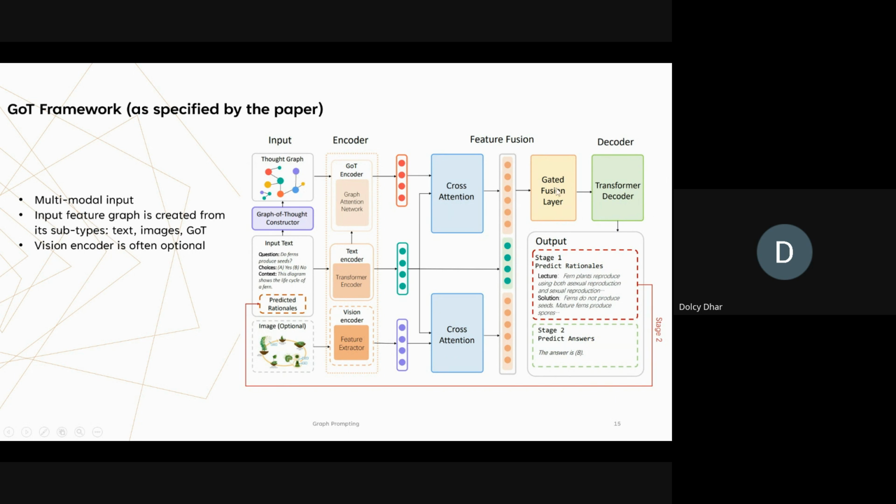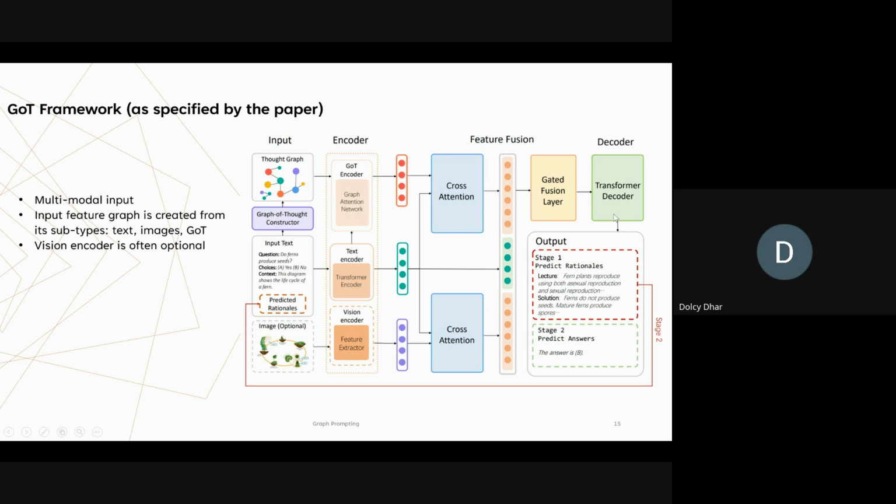So the idea behind it is that we have a graph data structure over here, we have text, and we have images as well. How do we combine them? So you can see that different encoders have been taken to get their vector representations, but they have been fused together to get the answer finally from the decoder.